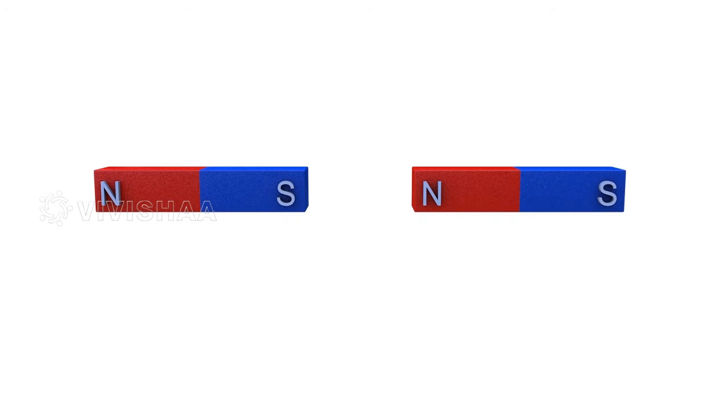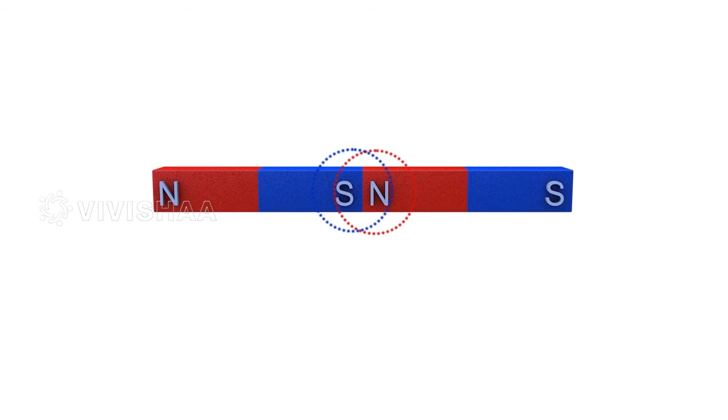Take two bar magnets. Place the magnets near to each other such that the north pole of one magnet faces the south pole of another magnet. Immediately, the magnets move towards each other. By this, we can say that the opposite poles of the two magnets attract each other.